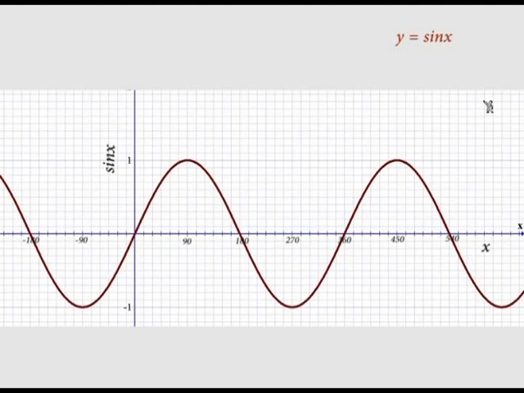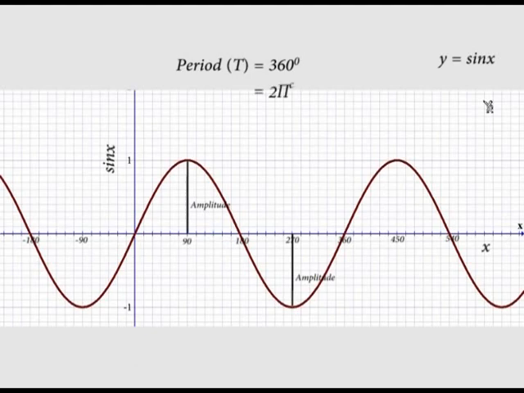The maximum or minimum value of the graph is called the amplitude. In this case, the amplitude is 1. The graph repeats itself after 360 degrees or 2 pi radians. So the graph has a period of 360 degrees or 2 pi radians. The distance between two successive crests or troughs is called the wavelength.